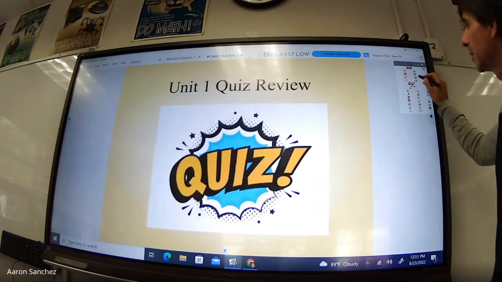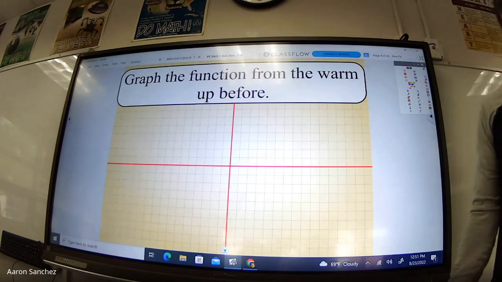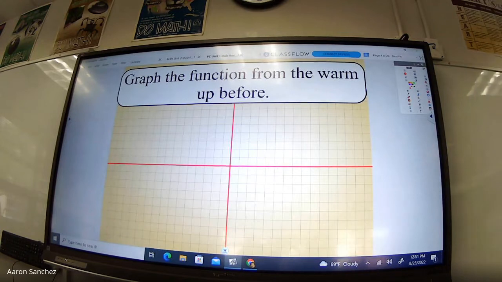Okay. Quiz review. Okay, graph the function from the warm-up from before. So now you have to graph it. You guys have graph paper? Raise your hand if you need graph paper.